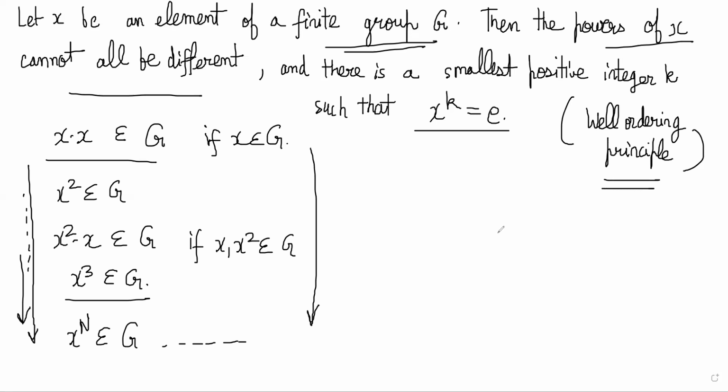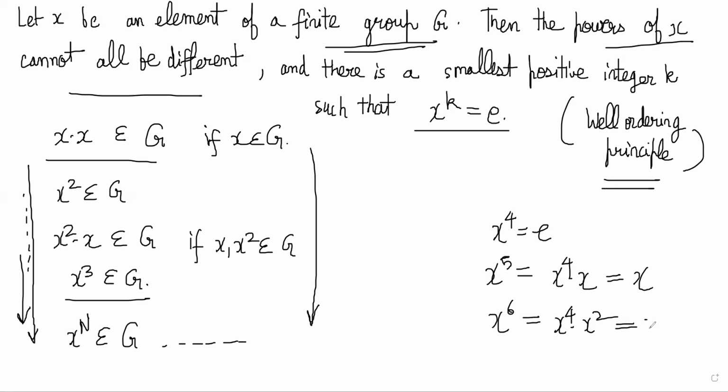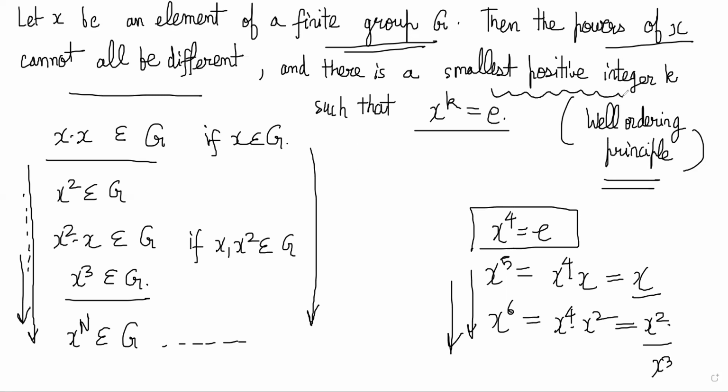So if suppose x power 4 was equal to e, right? After that x power 5 will be equal to x power 4 into x, which will be x, and x power 6 will be x power 4 into x square, which will be x square. So if x power 4 was equal to e, then after that all the powers start repeating again, x, x square, x cube, and again e. So there must be a smallest positive integer k such that x power k is equal to e by well ordering principle, right? Now we can define the order of an element x.